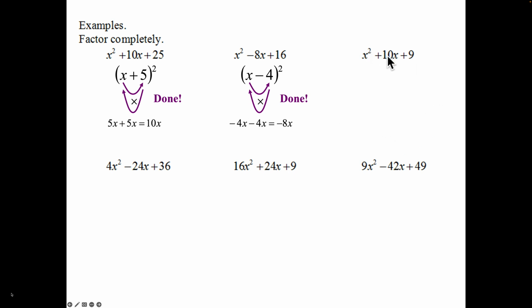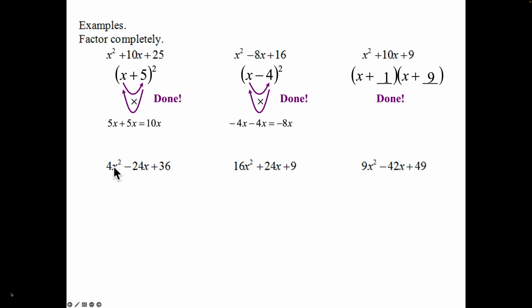x squared plus 10x plus 9. How about an x plus 3? Wait a minute. 3x doubled is 6x. That's not 10x. That doesn't work. That means erase. Back to the old rule. x plus something, what two numbers multiply to be 9 and add up to be 10? 9 and 1, and now we're done.